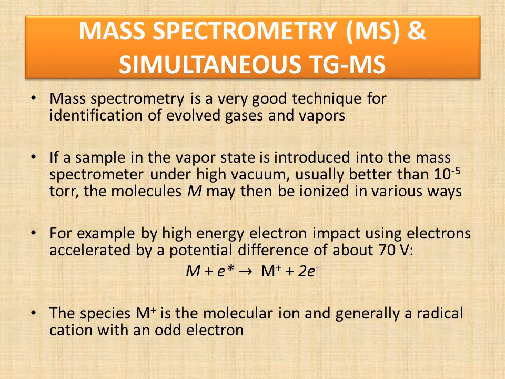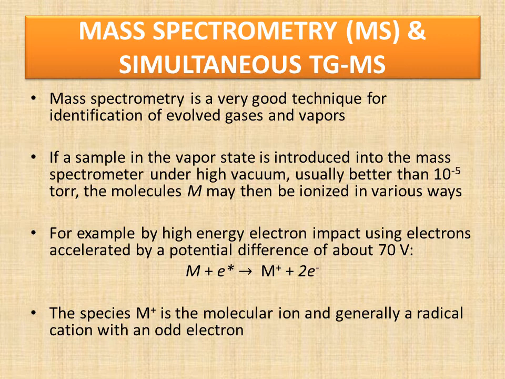Then these molecules are made to be ionized by using different ways. For example, by high energy electron impact, using electrons accelerated by a potential difference of about 70 volt. So one of the methods for ionization is the use of a high energy electron beam. So a high energy electron beam is made to fall on these molecules.